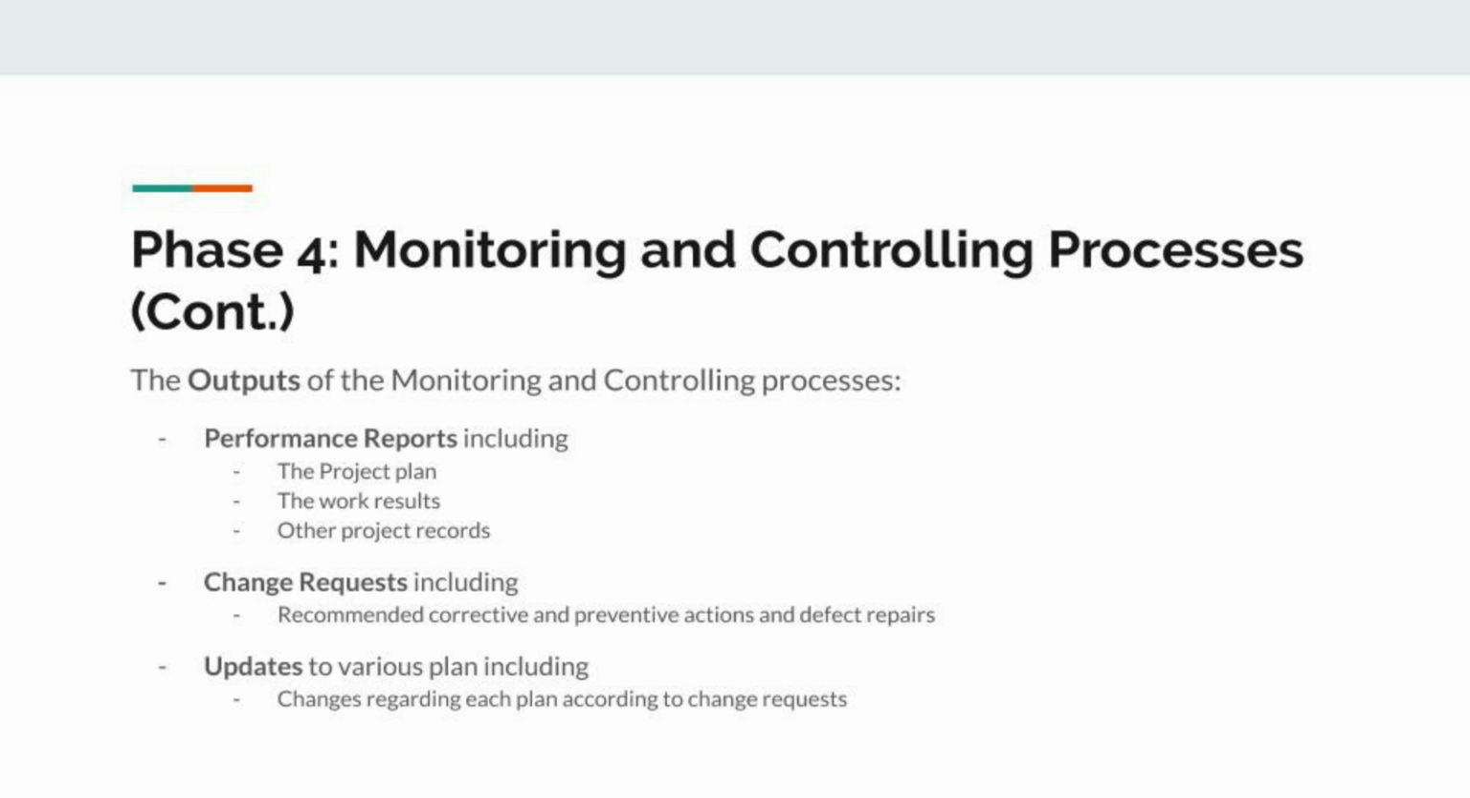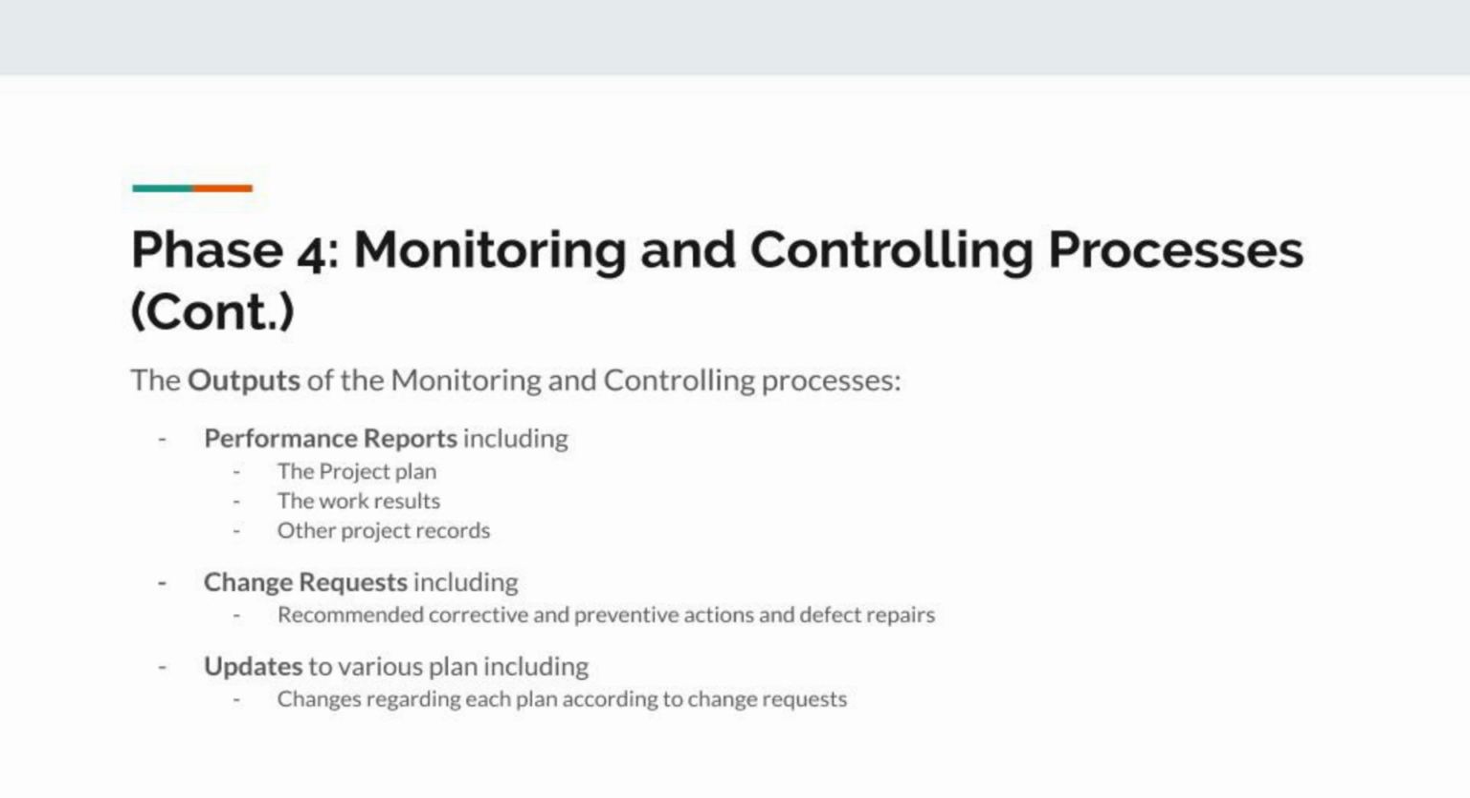Hi, my name is Hyun and I'll be presenting the outputs of monitoring and controlling process and closing process. The three main outputs of the monitoring and controlling process are performance reports, change requests, and updates to various plans. Performance reports include the project plan, the work results, and other project records.